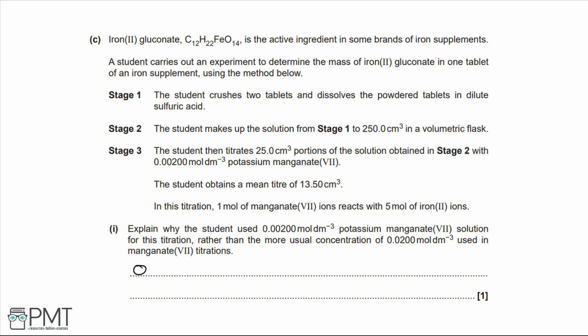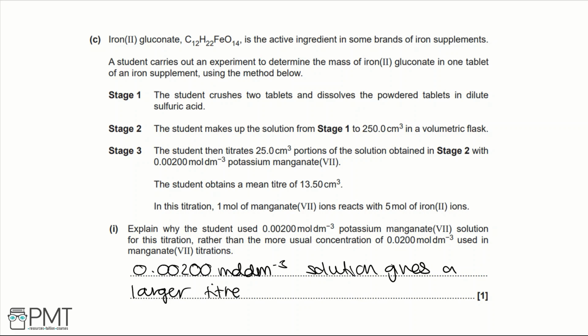The reason for this decision is because 0.00200 mol per dm³ solution gives a larger titre, so a smaller percentage error. To get the mark for this question, you must write this statement, that a 0.002 mol per dm³ solution gives a larger titre and therefore a smaller percentage error. And that's the reason the student's using a smaller concentration of potassium manganate(VII) solution rather than the more usual higher concentration.